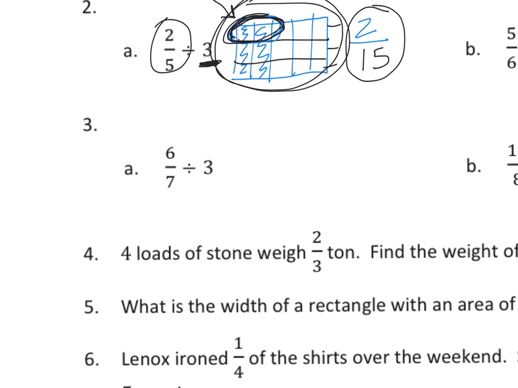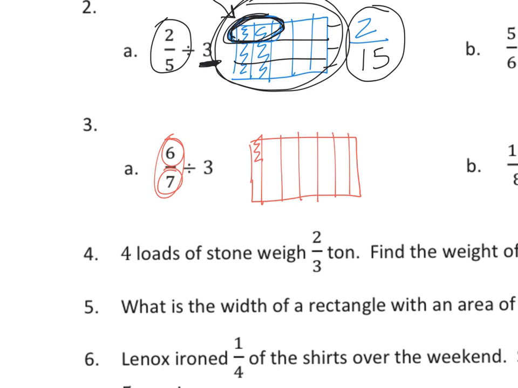So when we look at this, we have 6/7. So I'm going to draw the diagram again. I got to break it into sevenths and then shade 6 of them. I have 1, 2, 3, 4, 5, 6. Now this is telling me I got to divide it into 3 equal pieces. I'm actually trying to find 1/3 of 6/7.